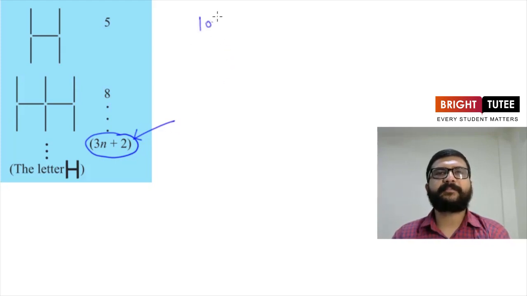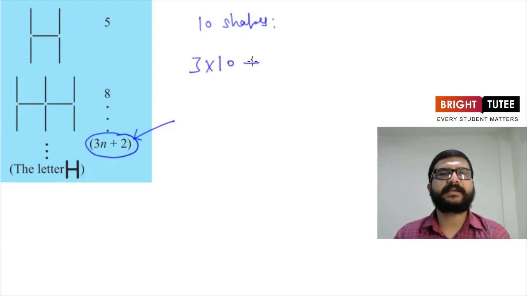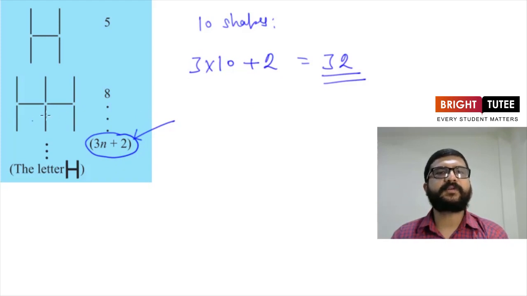Now suppose the question is the number of line segments required for the 10th shape, or we can say 10 shapes. So we will put the value of n equal to 10 in this expression. This will become 3 into 10 plus 2. Now this is 30 plus 2, which is 32. So it means in the 10th shape or in 10 such shapes, 32 line segments are required.